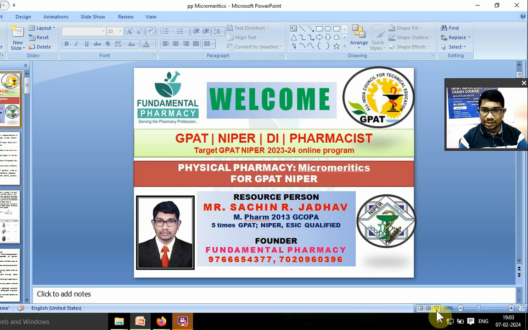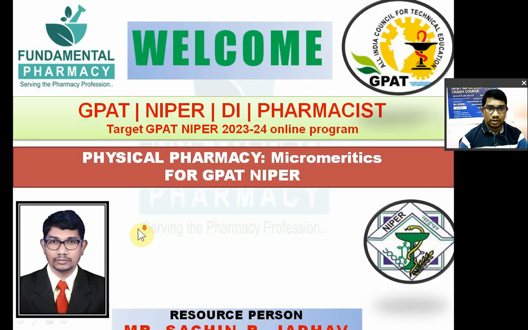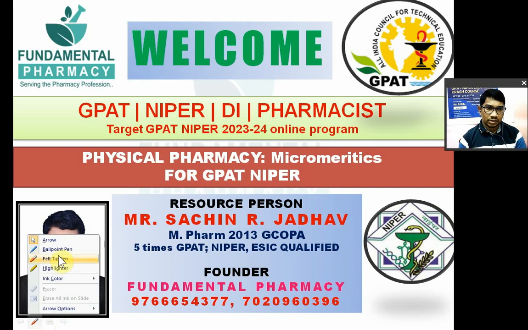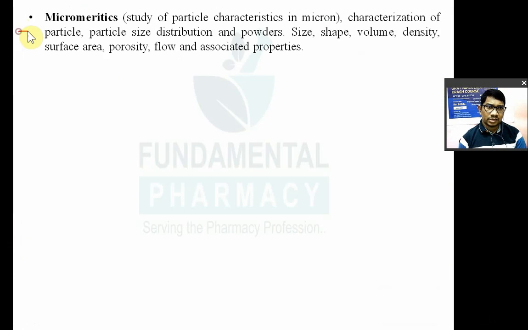So yesterday we started with physical pharmacy, and from that we have seen important points for GPAT, NIPER, DI, Pharmacist from the chapter Micromeritics. I would like to revise in 5 minutes what we have seen. We have seen what is meant by micromeritics: the study of powder particles in the micron size, right?